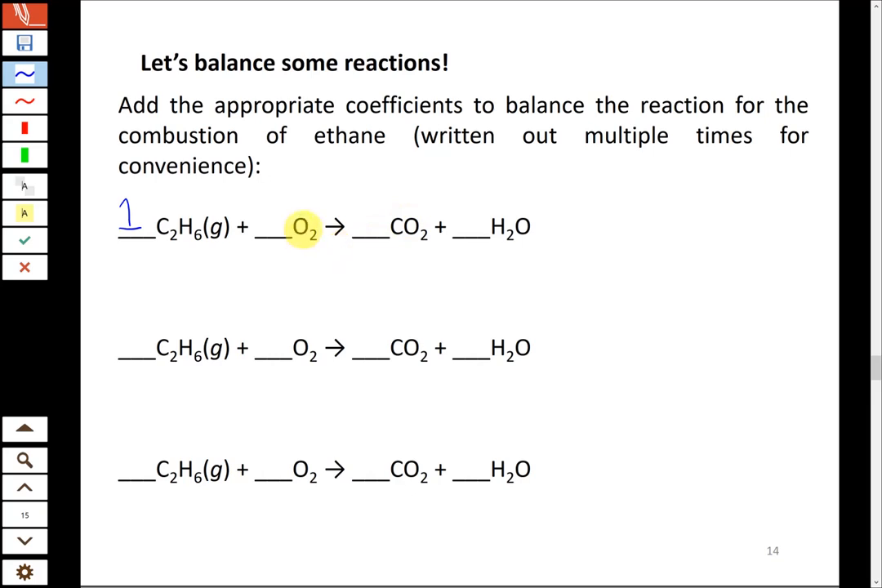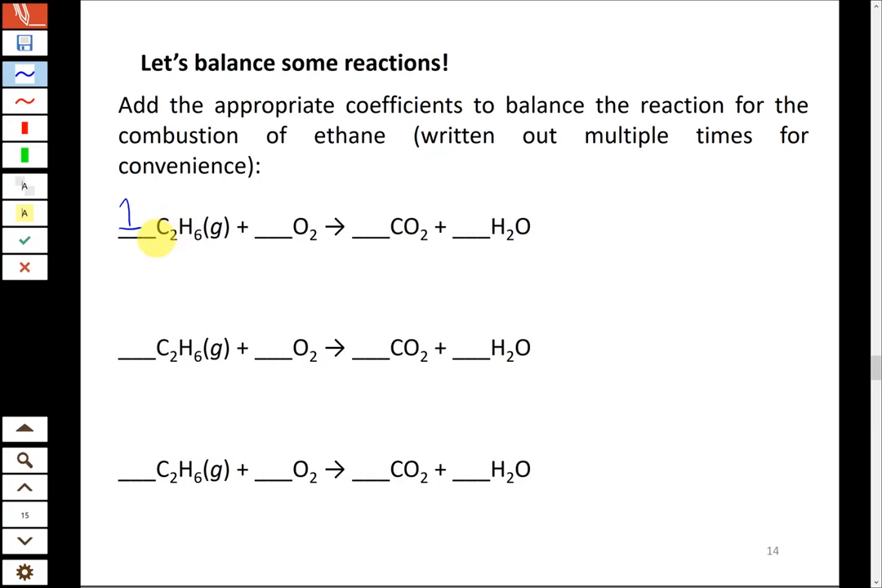Because if we look at oxygen, oxygen appears here as a reactant in O2, and it appears in both of our products. So balancing oxygen is going to be tough because there's a lot of different combinations of coefficients that will allow oxygen to be balanced on both sides. We have 3 things that involve oxygen. So let's start with an element that only appears once on each side of the arrow, and one of those is going to be carbon.